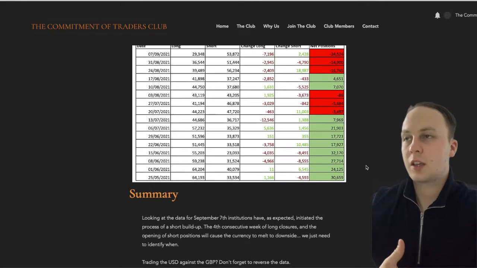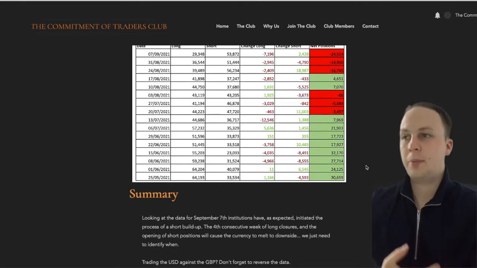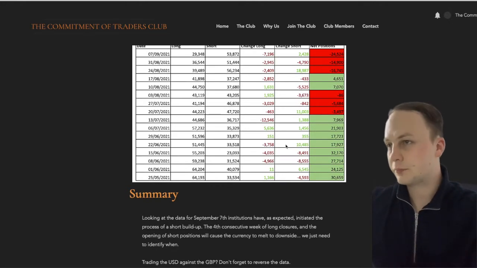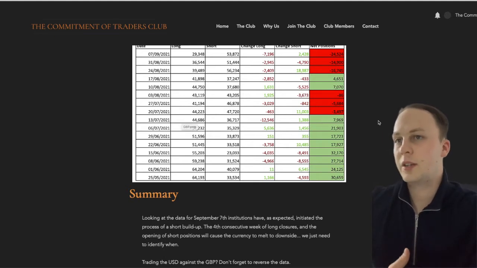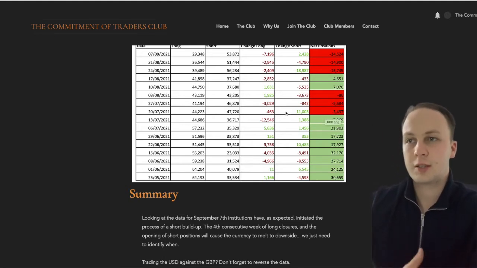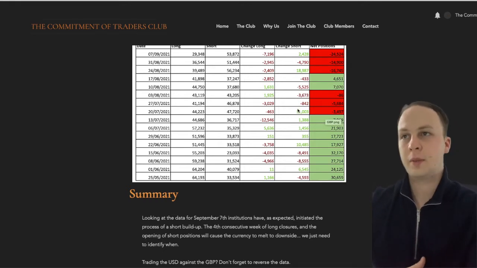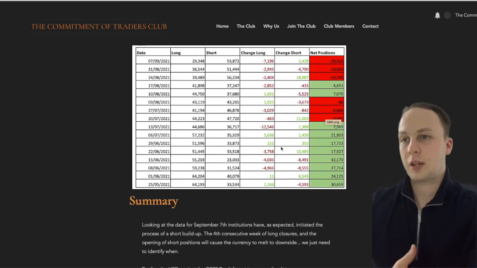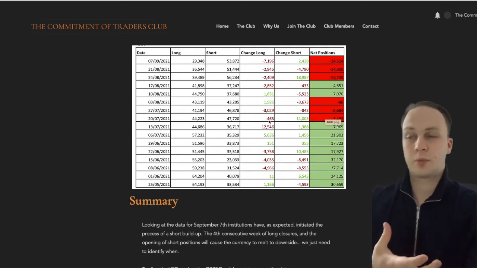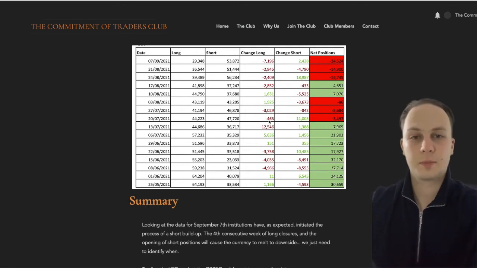So looking at the Commitment of Traders reports for the GBP against the USD, at the end of July, we can see, particularly on the 20th, that banks and institutions have opened 11k net positions to the short side and closed out a small amount of longs in this instance.